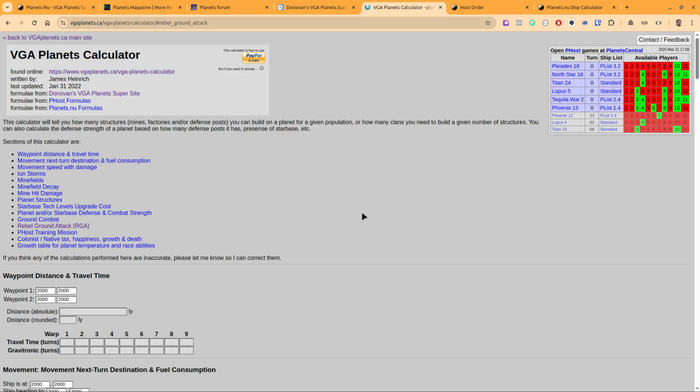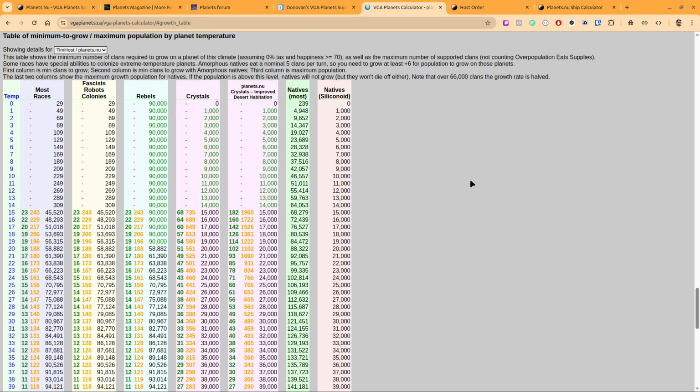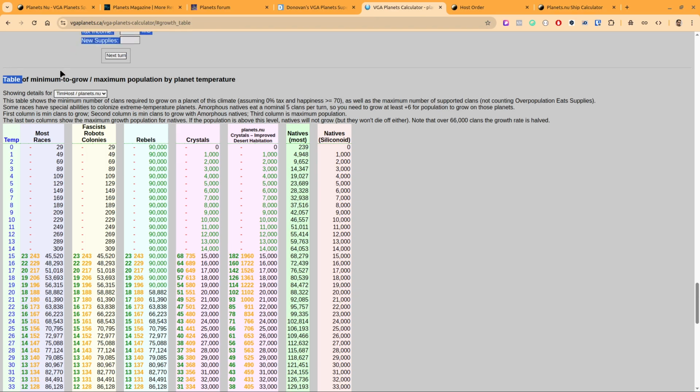However, it has its benefits. And in this case, for example, there's something I haven't seen on any other site yet. What I use most is this table here. This table shows you how many clans you need to, at minimum, deploy on a planet so that it grows, right? So that the colonists grow, sorry. And what are the maximum populations supported by the planet's temperature in regards to which race you chose.